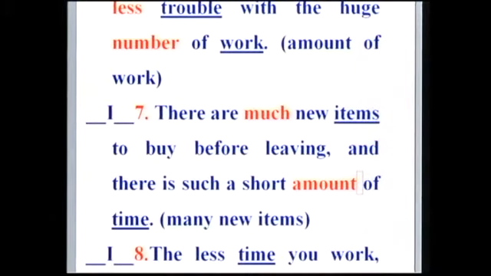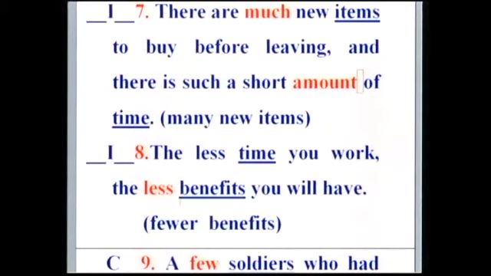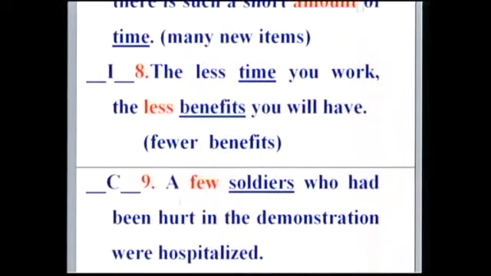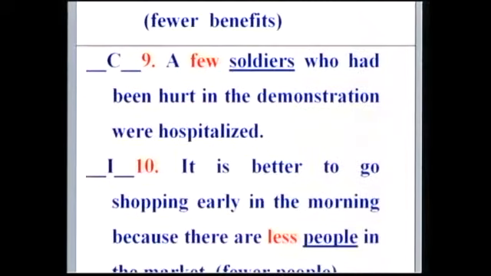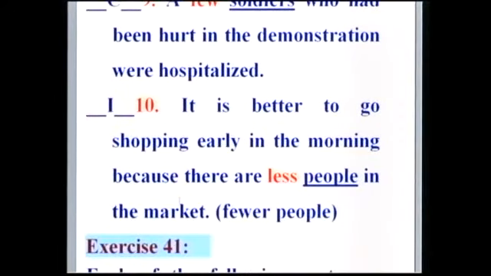There are much new items. لا. Many new items. لكن a short amount of time. Amount of time is correct. The less time you work, the less benefits. لا. The fewer benefits. A few soldiers, this is correct, who had been hurt in the demonstration were hospitalized. It's better to go shopping early in the morning because there are less people. لا. Because there are fewer people.